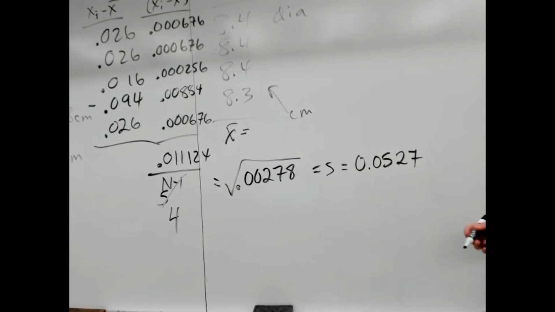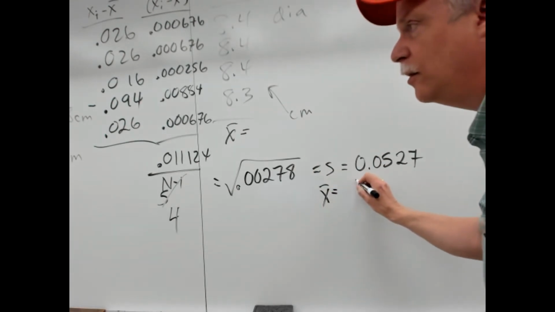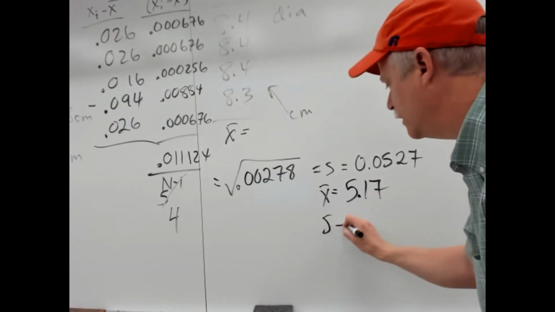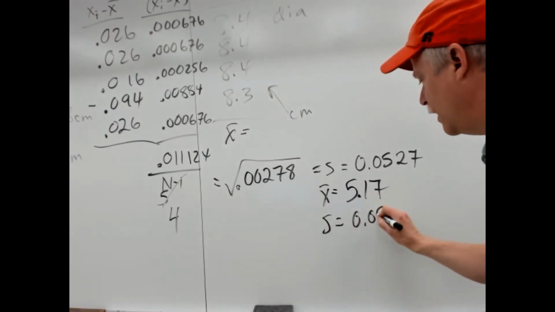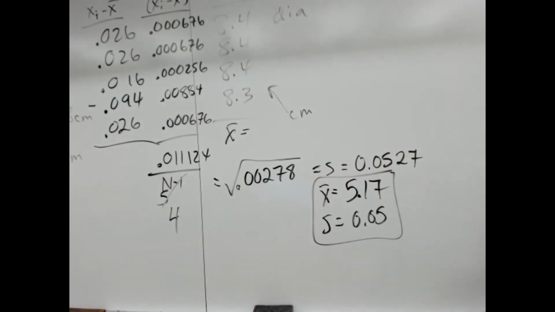So this group could report that x bar is equal to 5.17 and s is equal to 0.05. That would be your reported result. Okay? So you have the mean and the standard deviation. And it's pretty good. Okay?